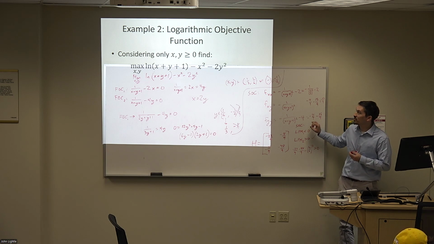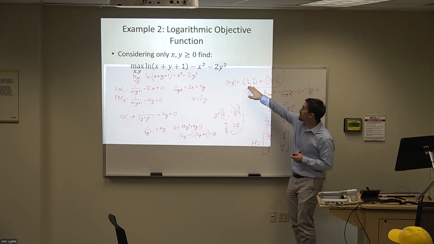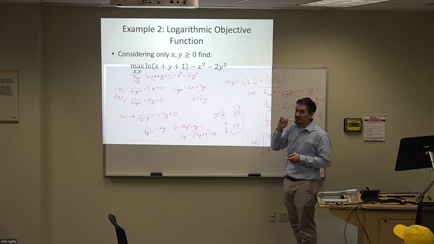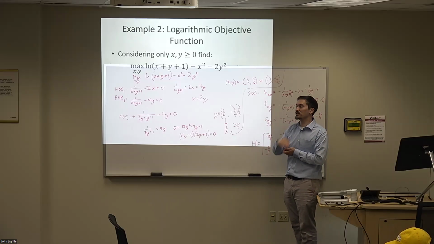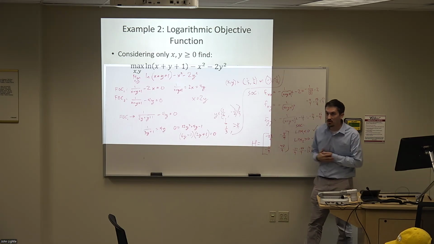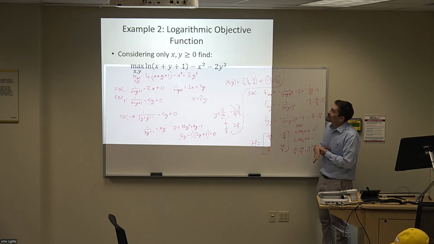The second order conditions for maximization are satisfied. So this point here, 1/3, 1/6, has not just the necessary, but the sufficient condition. So we are absolutely sure this is at least a local max. Are we sure it's a global max? Not really. Not really.